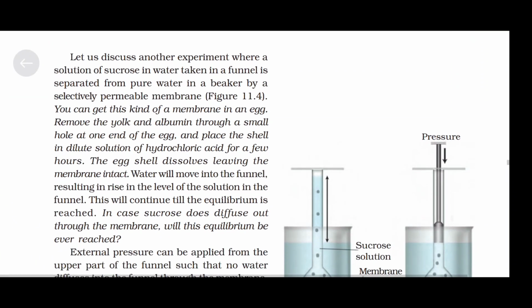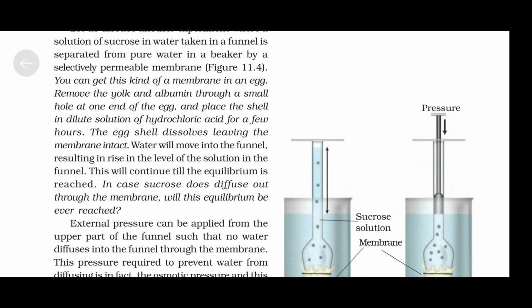Let us discuss another experiment where a solution of sucrose in water taken in a funnel is separated from pure water in a beaker by a selectively permeable membrane. You can get this kind of membrane in an egg. Remove the yolk and albumin through a small hole at one end of the egg and place the shell in dilute solution of hydrochloric acid for a few hours. The eggshell dissolves, leaving the membrane intact.